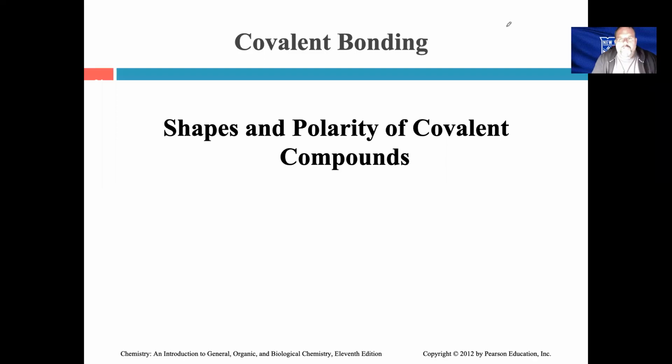Okay, so in the last part of our module, we're going to take a look at two things. We're going to take a look at some of the shapes that covalent compounds can have. And we're also going to talk a little bit about polarity of covalent compounds. We just finished talking about polarity of bonds in our discussion of electronegativity. The next step of that is to talk about polarity of compounds.